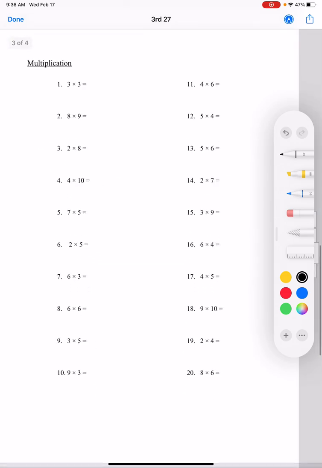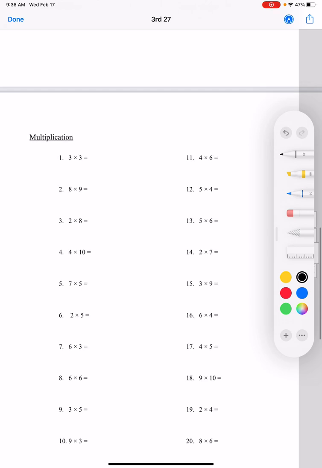Okay, moving on, we have multiplication. Multiplication is like the opposite of division, but it's very similar. That probably doesn't make sense, but so 3 times 3 means 3 groups of 3. So that's 1 group, 2 groups, and 3 groups. So 1, 2, 3, 4, 5, 6, 7, 8, 9. There's a total of 9.